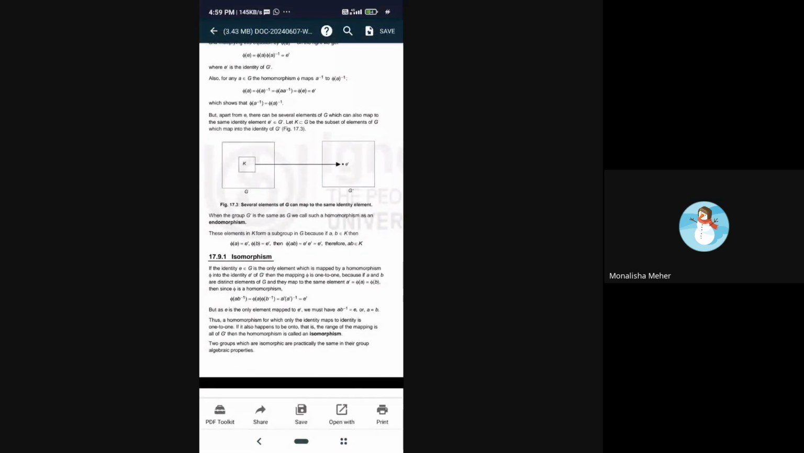These elements in K form a subgroup in G because if A, B belong to K, then phi A is equal to E dash, phi B is equal to E dash, then phi AB is equal to E dash, therefore AB belongs to K.